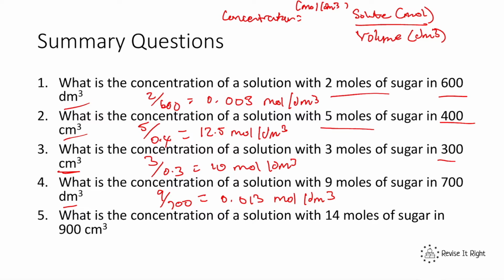And then finally, for the last one, you should have done 14 divided by 0.9, as we've converted this to decimeters cubed. And you should have got 15.56 moles per decimeter cubed.